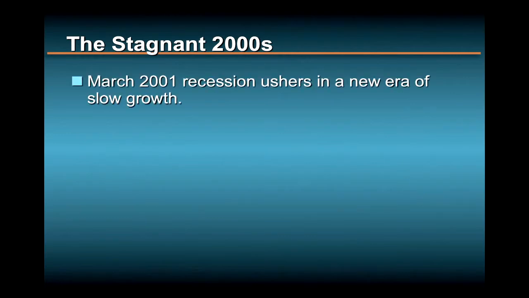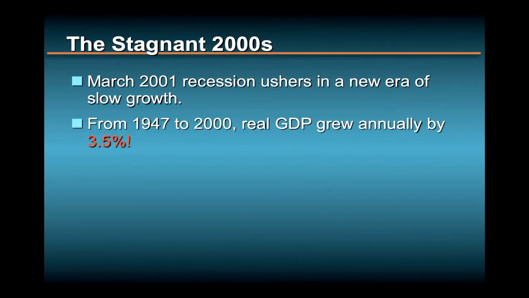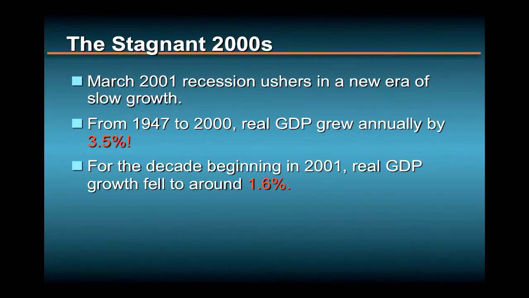Just 2 months after newly elected George W. Bush took office, the March 2001 recession in the United States would start what would be more than a decade of slow growth and trouble for much of the world. Consider that in the 5.5 decades prior to 2001, the real gross domestic product of the United States grew at a rate of roughly 3.5%. However, over the next decade, that growth would fall to around 1.5%.